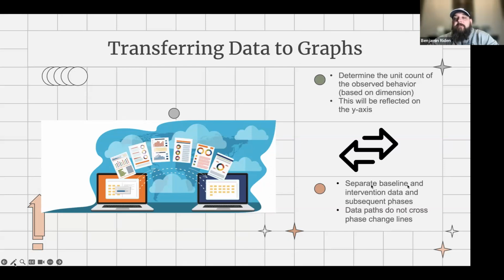Then we want to separate baseline and intervention data again, and any additional subsequent phases where we make a change, with that phase change line. And again, that data path does not cross over the phase change line.